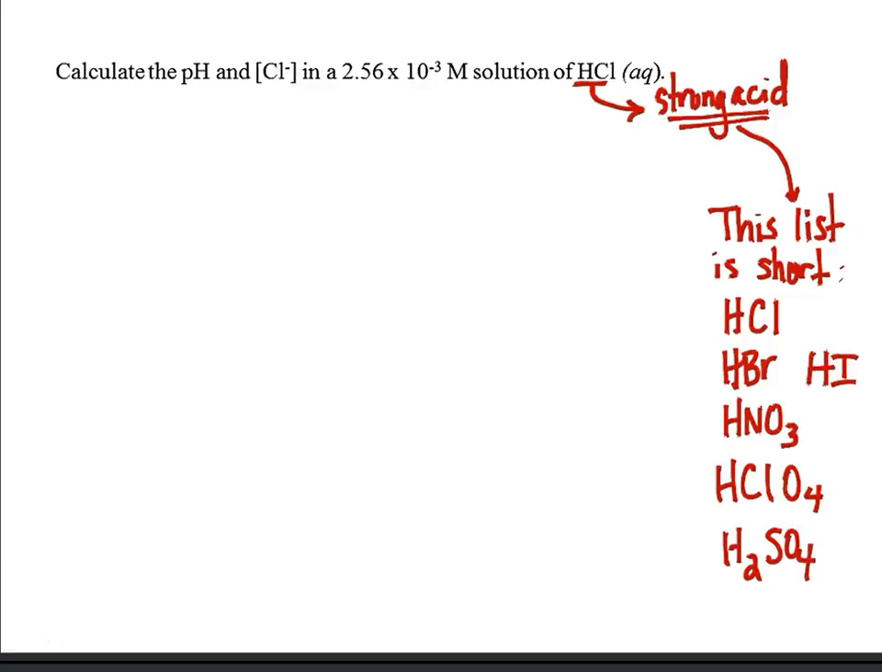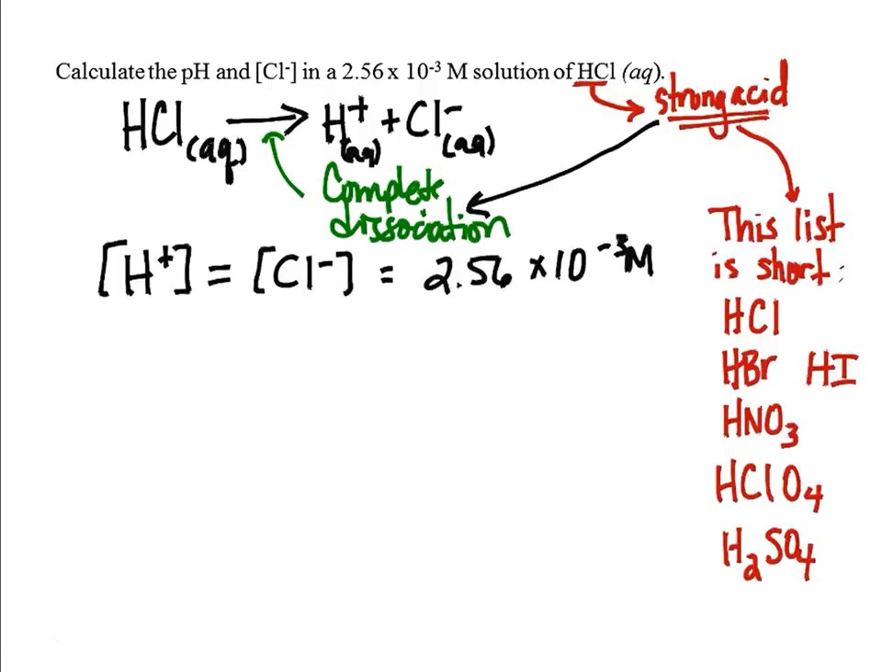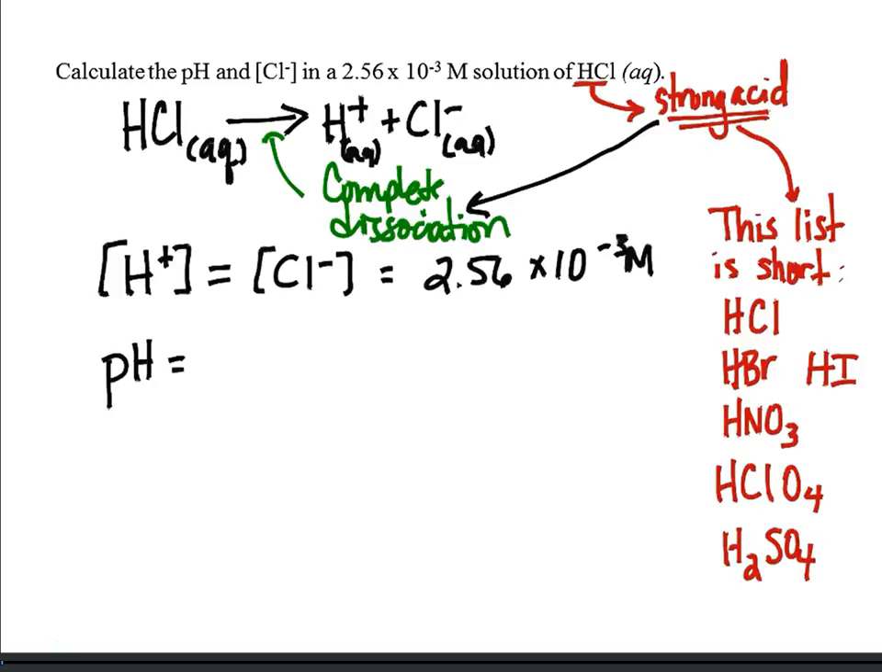So that's one way you're going to know, if you just know that list, or it won't be on your Ka table. So if you don't have a Ka, then you know it's probably a strong acid, right? So strong acids completely dissociate. So when I write the acid dissociation reaction for HCl, I just split apart the H and the Cl, and that means whatever my concentration of HCl was, it is now gone to 0 molar, and that means that at equilibrium, my hydrogen ion concentration is going to be 2.56 times 10 to the minus 3.